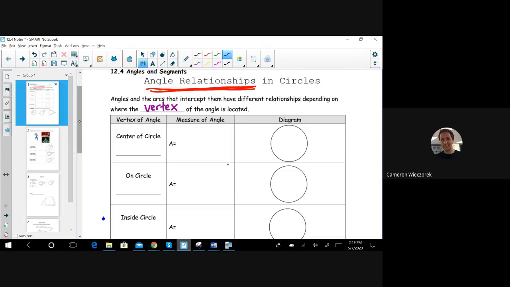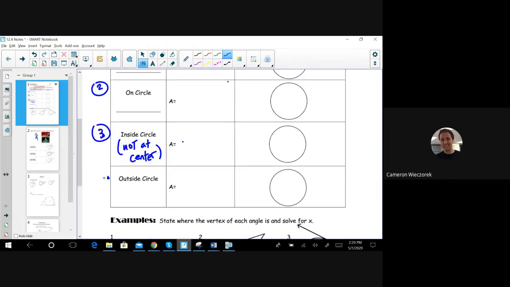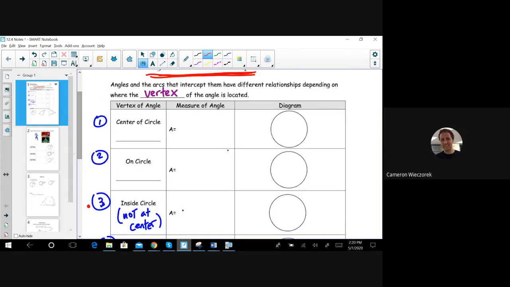It's either going to be at the center of the circle, it's going to be on the circle, it might be inside the circle but not at the center, or maybe the vertex is even outside the circle completely. And 3 and 4 are going to be the new ones for us today. I'm just going to give you some reminders on 1 and 2. So if your vertex is at the center of the circle, we've already seen this is what's called a central angle.